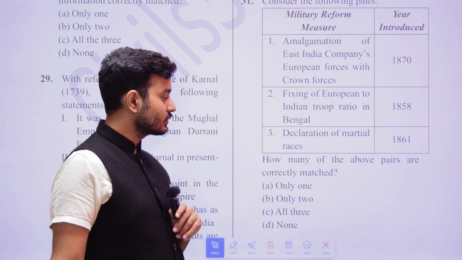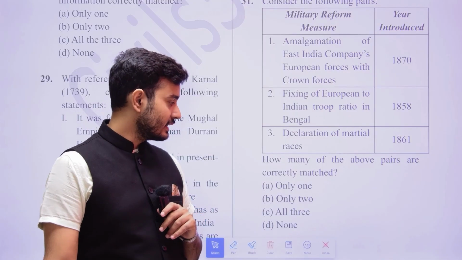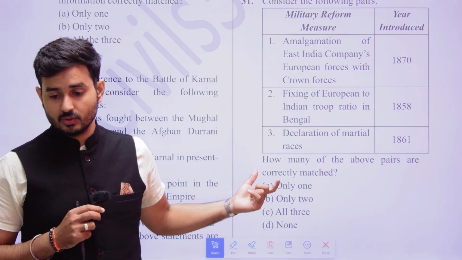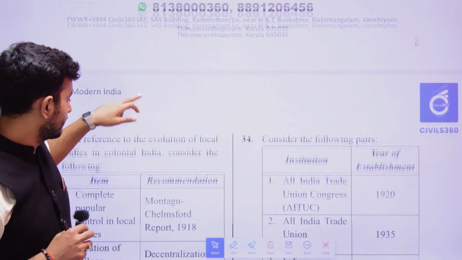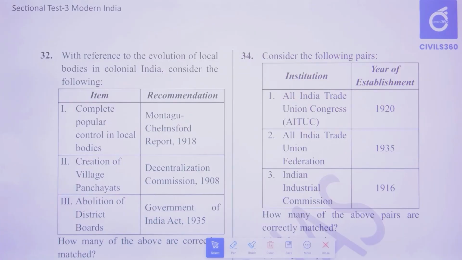And here the option is only the second is correct. So that means only one is correct, that is A. A is the answer here. So that is going to be the next aspect.